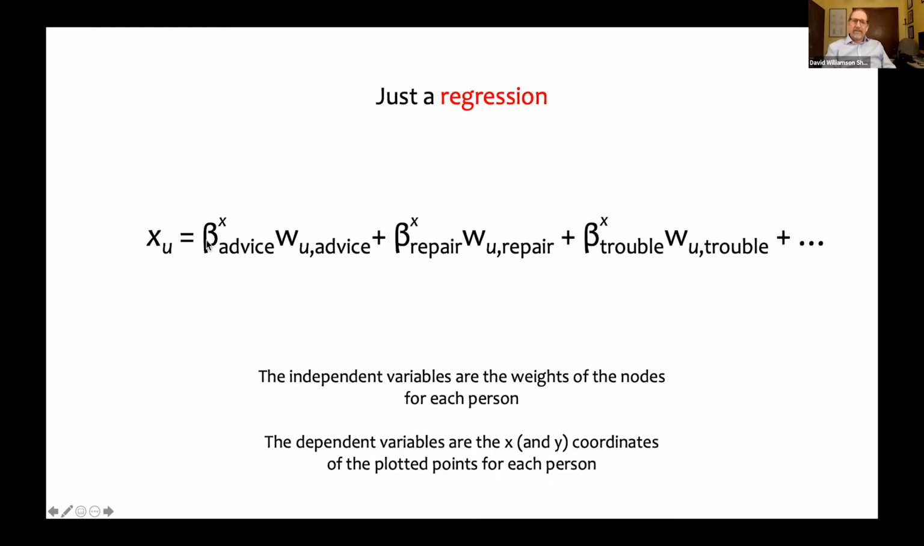And now the betas are literally just give us the X location of each of the nodes that gives us the least difference between the codes and the nodes.